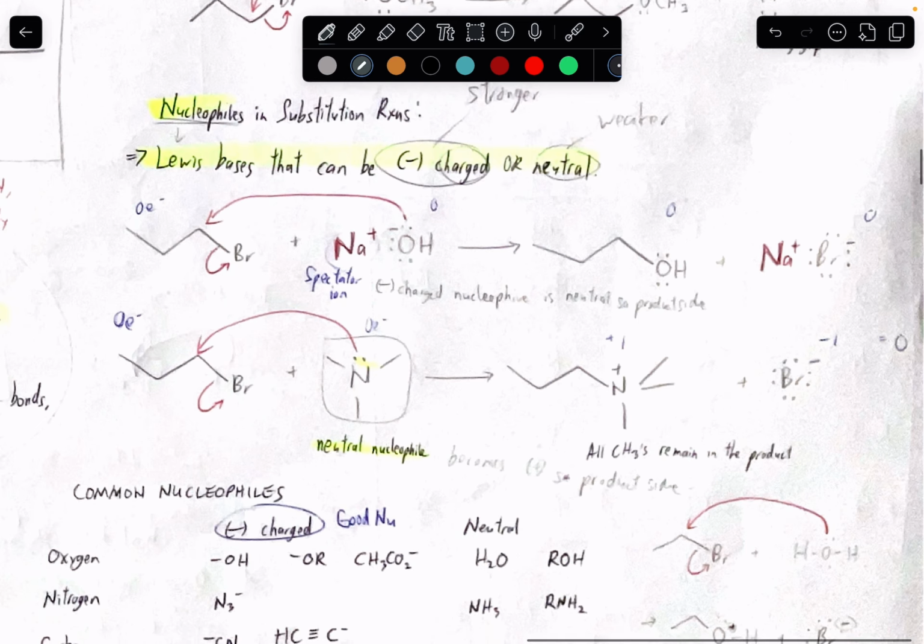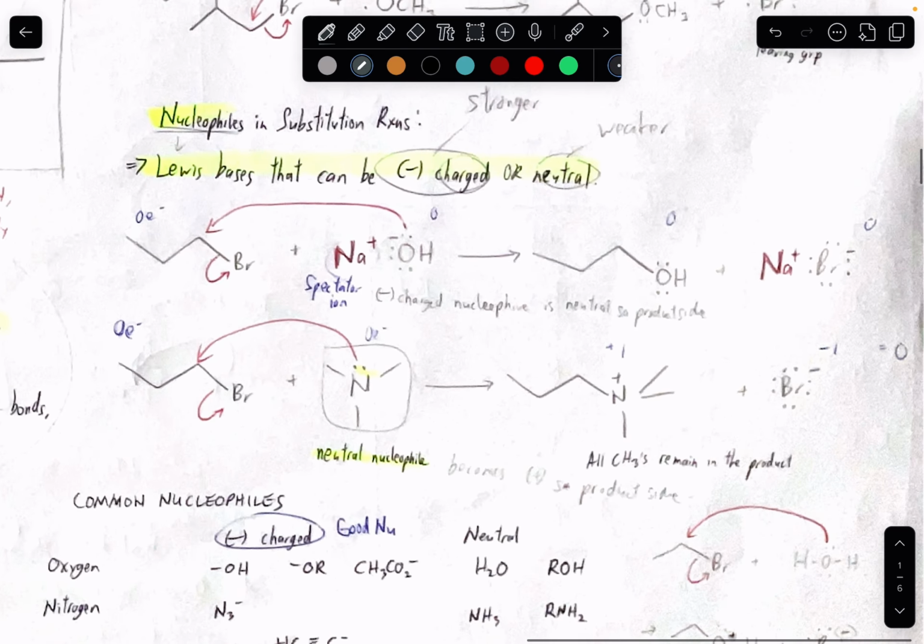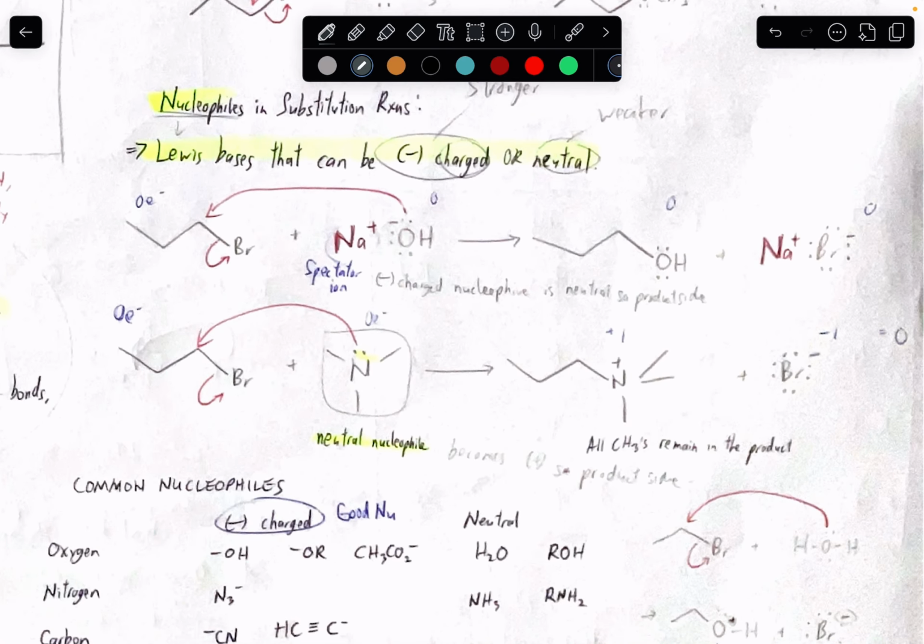Nucleophiles in substitution reactions. Nucleophiles are Lewis bases that can be negatively charged or neutral. So surely they are Lewis bases. And what determines a good nucleophile? A good nucleophile is usually negatively charged. You cannot say the same for neutral counterparts. So let's have this example.